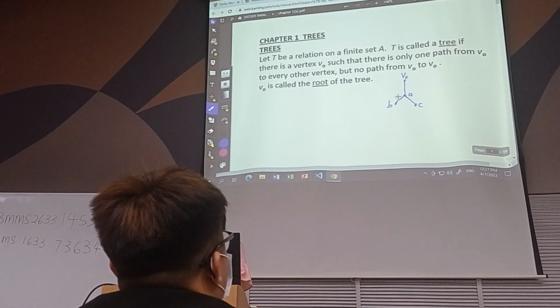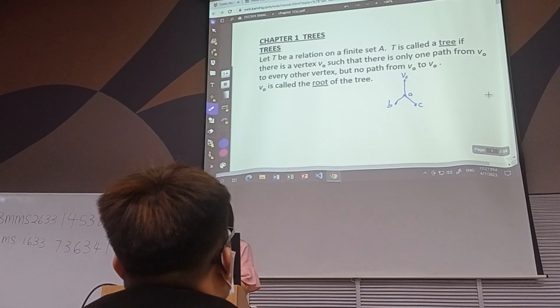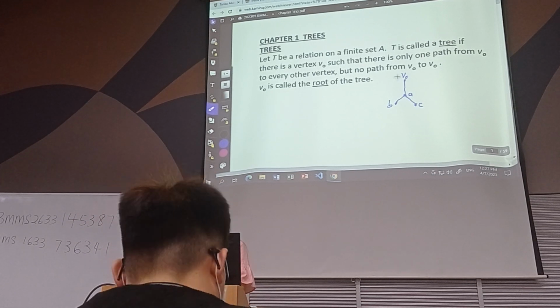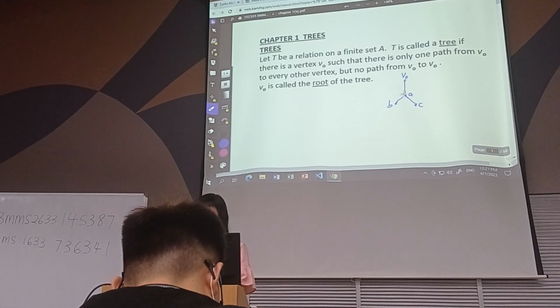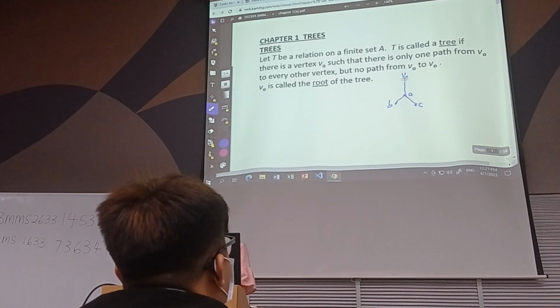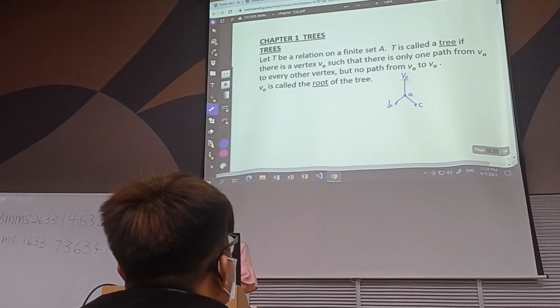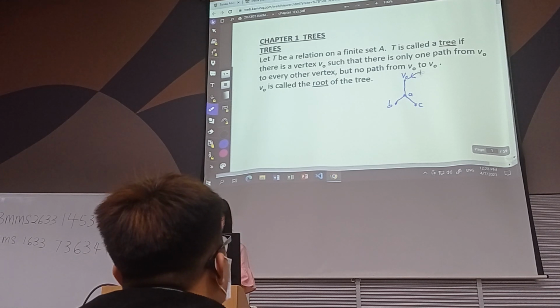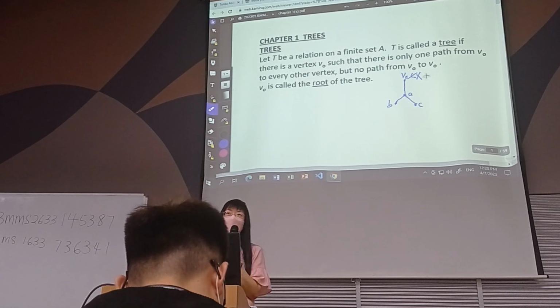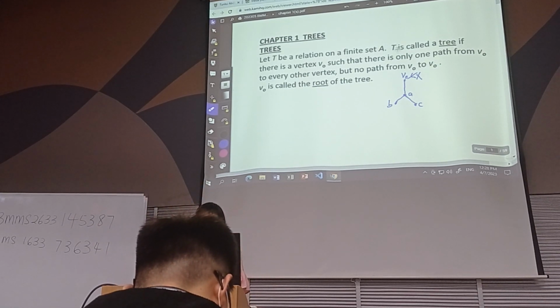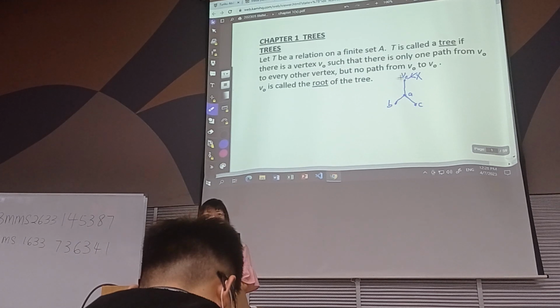Now, the first definition tells you that you can only have the path or the edges. This one we call a path, going from the root to the other vertices. You can only have one path going to the other vertex, and V0, which is the root, cannot have any path going into the root. We cannot have this, meaning there should not be any in degree for the root. The root can only have out degree.